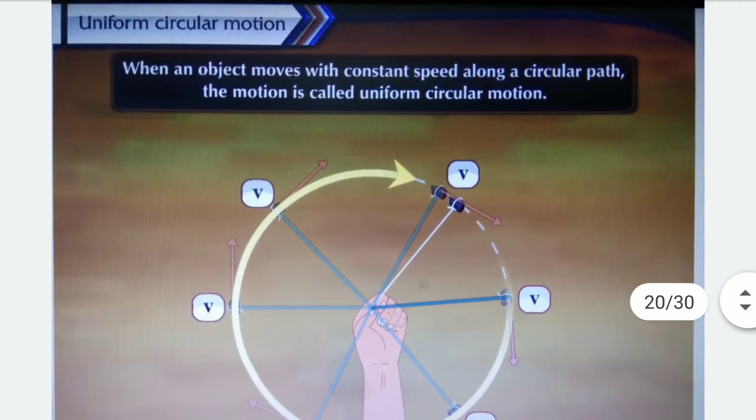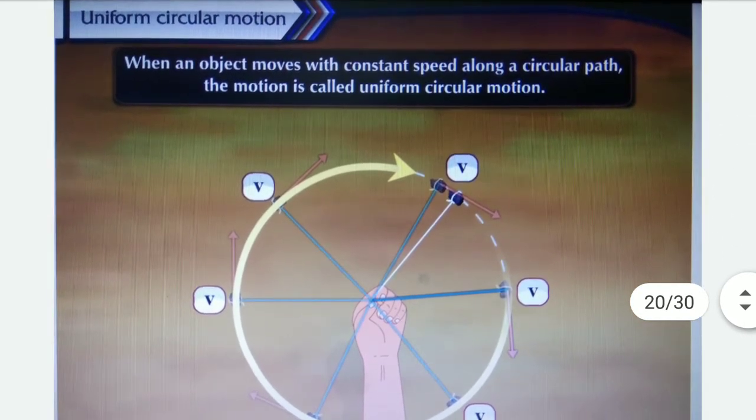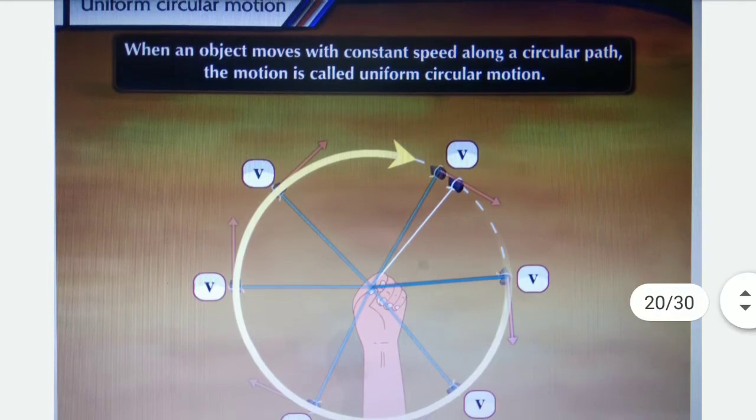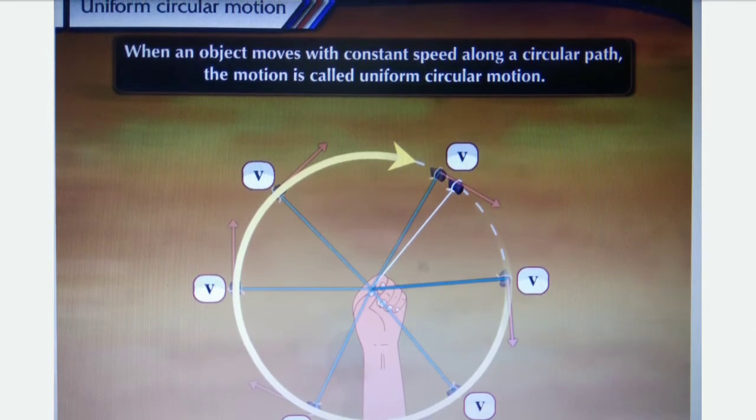When an object moves with constant speed along a circular path, the motion is called uniform circular motion.